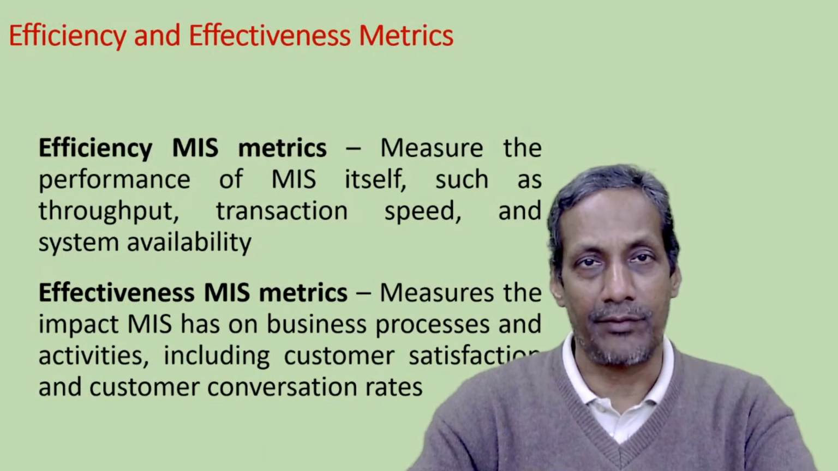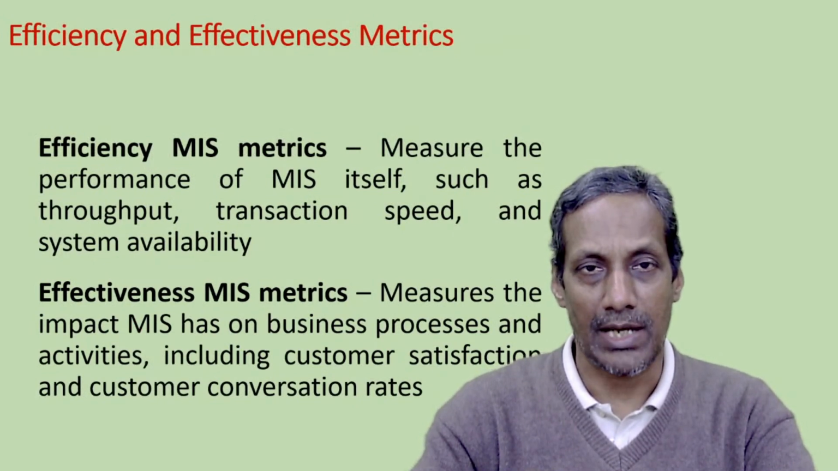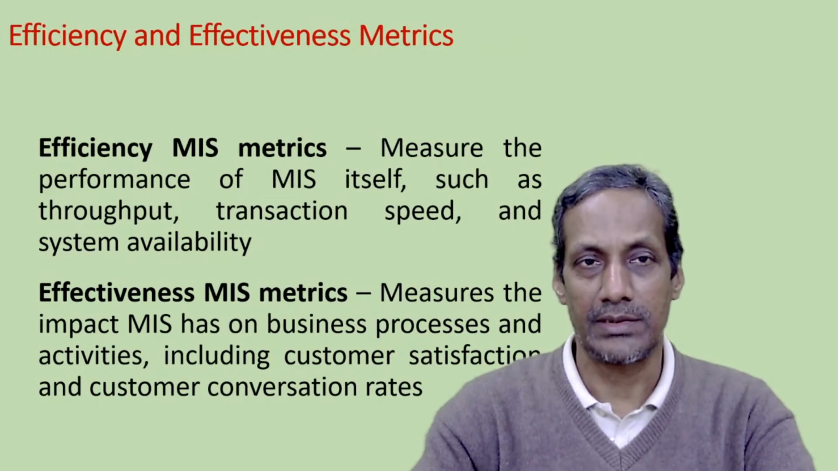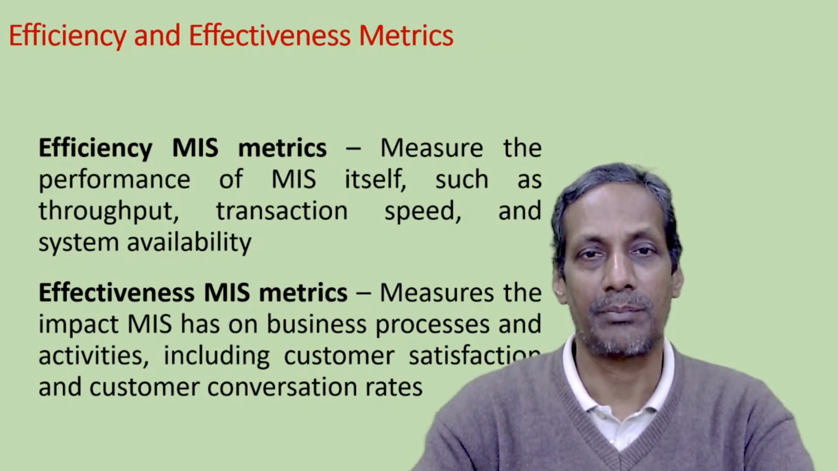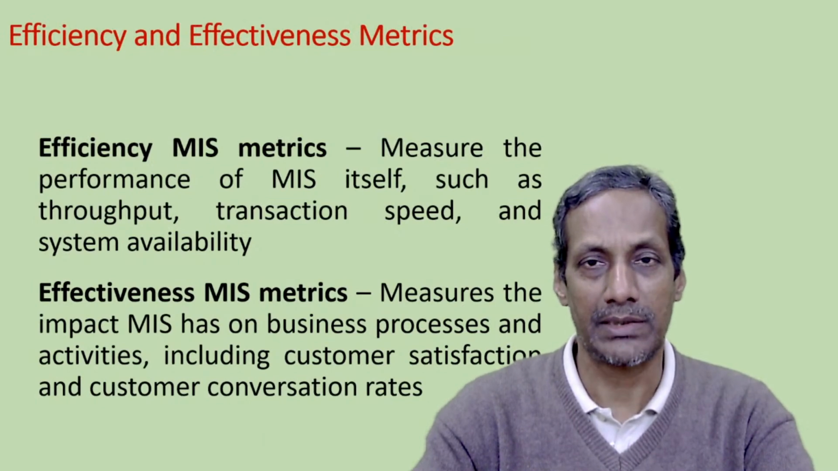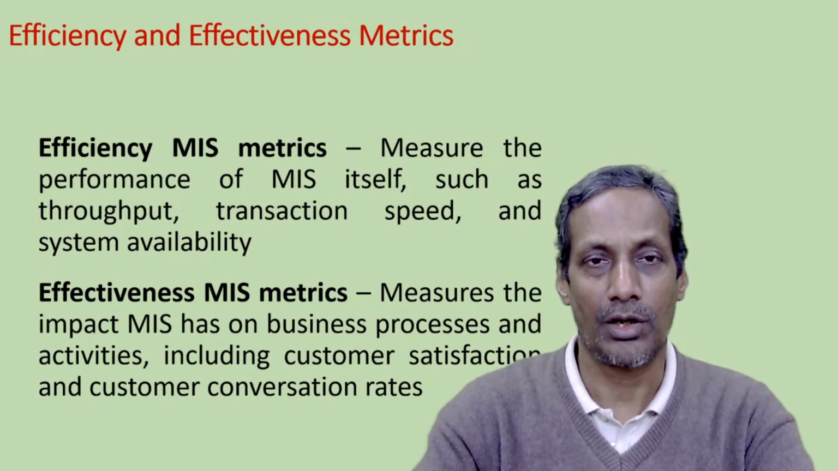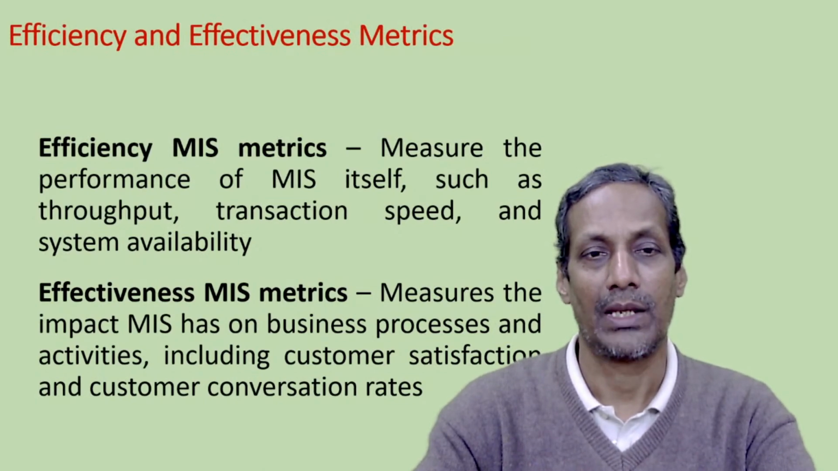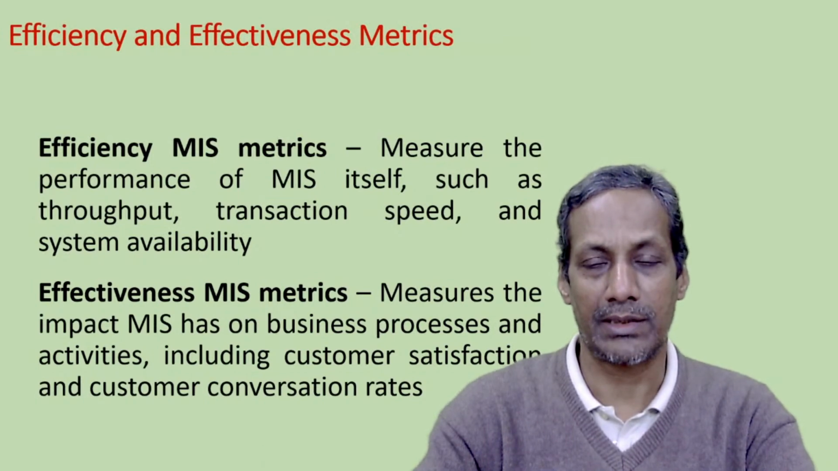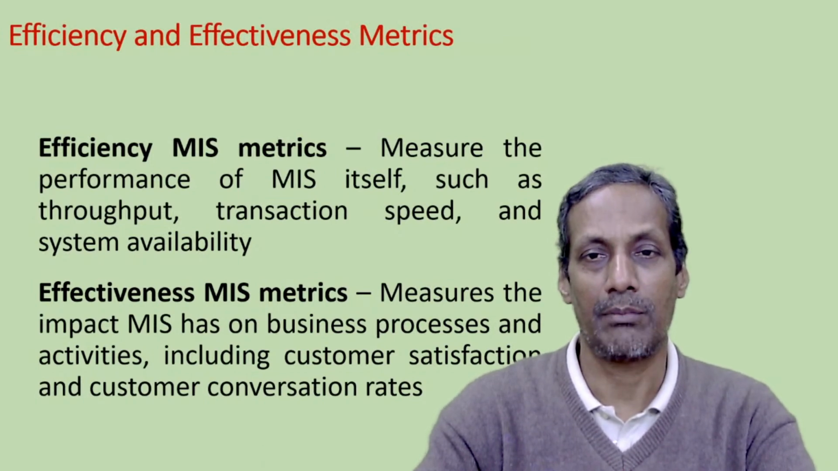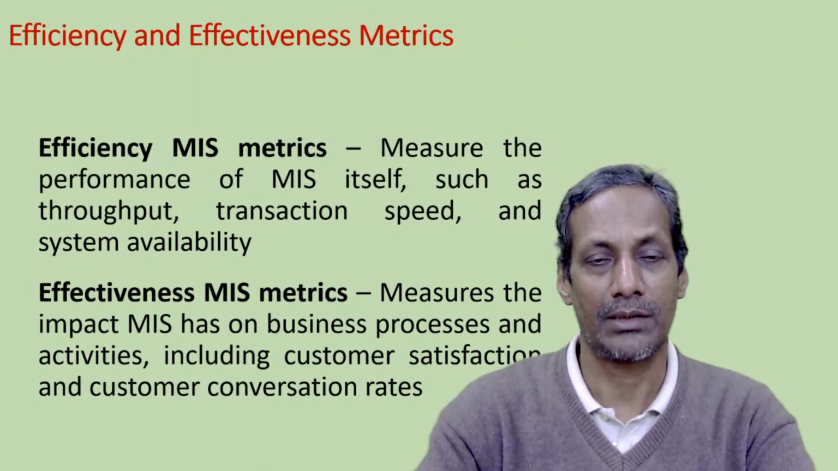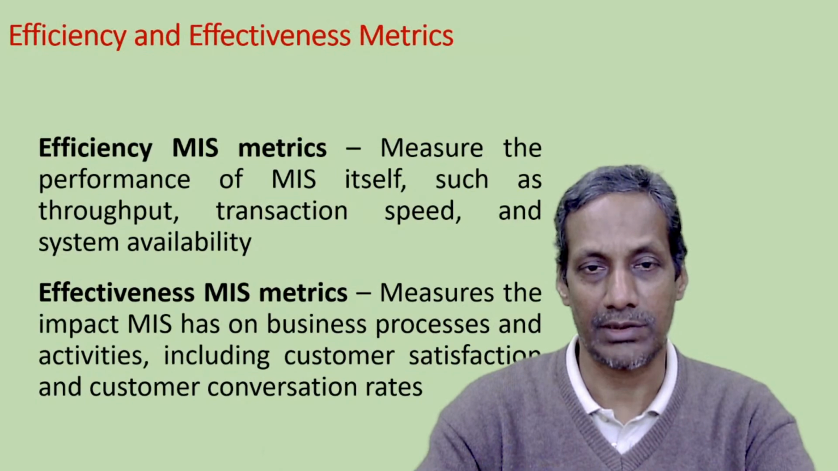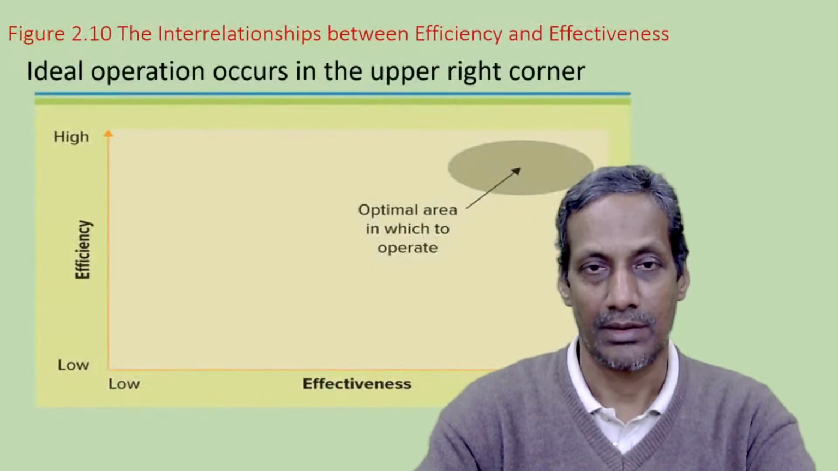So efficiency and effectiveness of the metrics are measured continuously. Efficiency of MIS metrics is where managers measure the performance of MIS itself, such as throughput of the system, transaction speed of the system, and systems availability. The effectiveness of MIS metrics is also kept track of, wherein managers measure the impact of MIS on business processes and activities, including customer satisfaction and customer conversion rates.